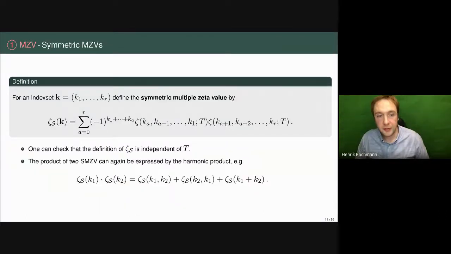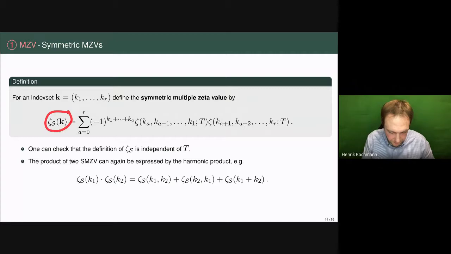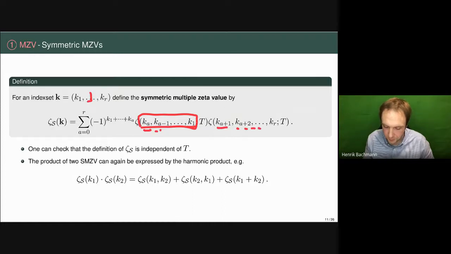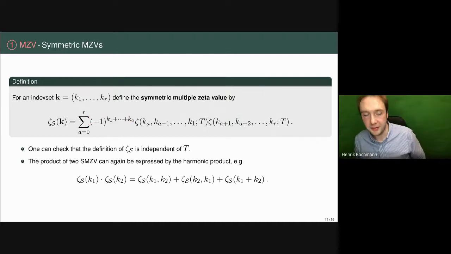And now with this, we can define the so-called symmetric multiple zeta value. This is for an arbitrary index, so these k's can be arbitrary. We now define this zeta S, for symmetric. What we do is we take a sum from a to r, where r is the depth. For each a, we cut this index here, and then we take the beginning and turn it around. So here you see it's k1 up to ka, and here it's ka+1 up to kr. Then sum everything up and take a negative sign here.